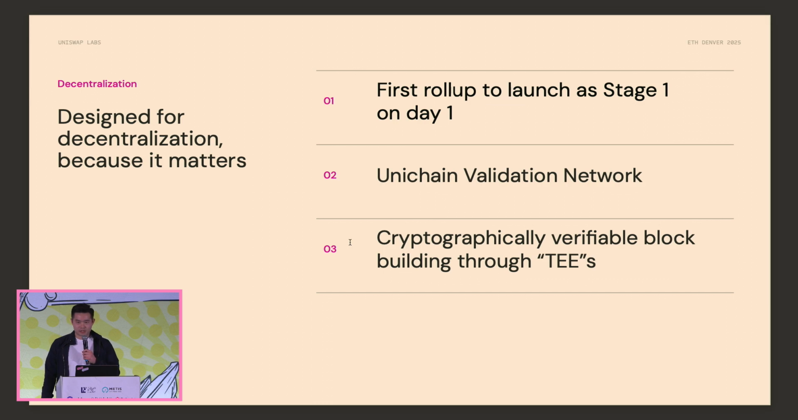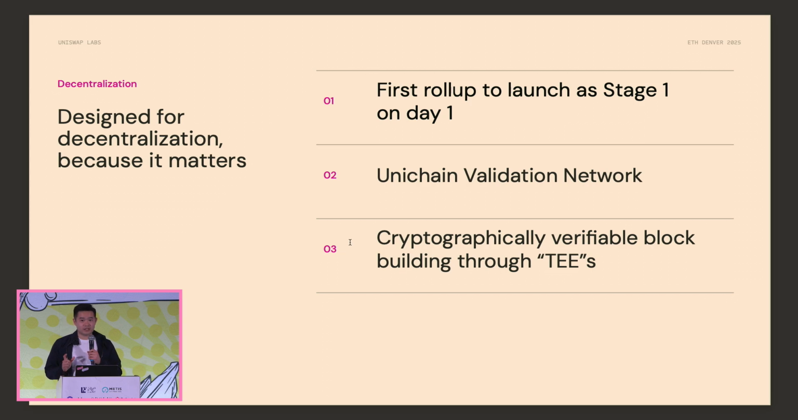Unichain is the first rollup to launch as stage 1 on day 1. This is a somewhat technical concept, but what it means for apps and users is that you have very strong security guarantees, the same guarantees that you came to blockchains in the first place for. Censorship resistance, self-custody. Stage 1 means that those are very strong guarantees on Unichain.